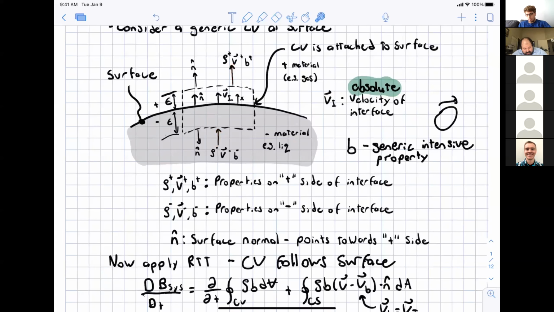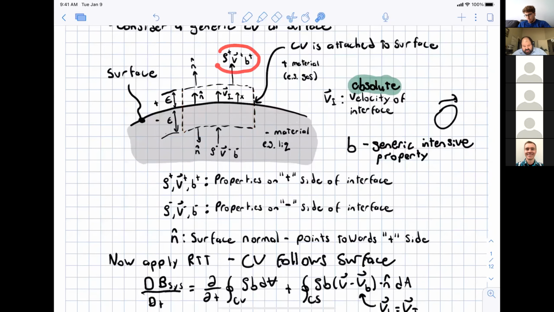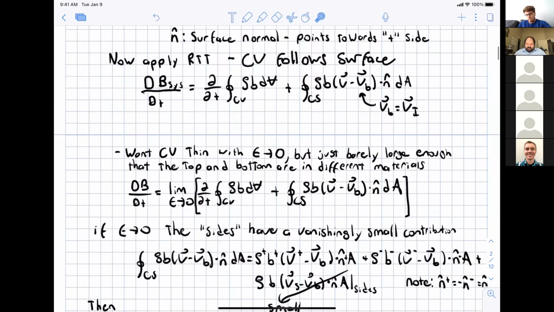And notice that if epsilon is going to tend towards zero, the cross-sectional area on the sides is also going to approach zero, or at the very least, it's going to be extremely small in comparison to the flow through the top and bottom of the control volume. So that basically means that as epsilon approaches zero, we can actually forget about all the fluxes that are going through the sides, okay? Because they essentially are going to have zero area.